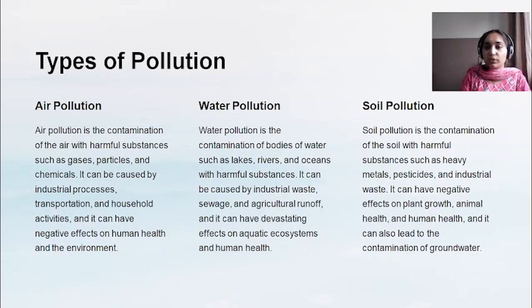Next is soil pollution. Now, what is soil pollution? When contamination is done into the soil with harmful substances such as heavy metals, pesticides, and industrial waste, then it will be termed as soil pollution. When the soil is polluted with harmful chemicals, harmful metals, pesticides, and industrial waste, it results in infertility of land, or we can say unproductivity of the soil.